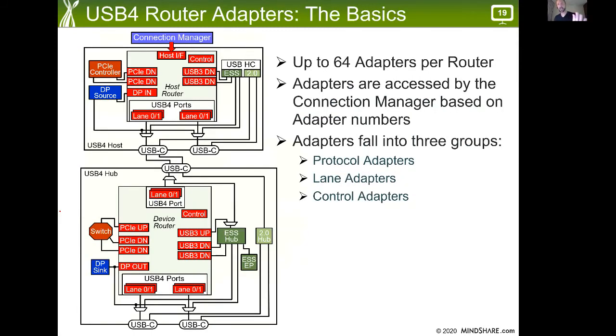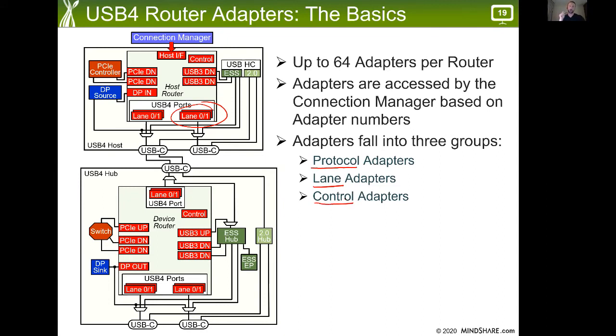So moving on a little bit further. Here, adapters are what build the components within routers. And there's lots of different adapters. All of our adapters fall into three categories. We either have protocol adapters, which are really the main ones. These are like our PCI Express adapters, the USB3 adapters, the DisplayPort adapters. Those are all our protocol adapters. What are we tunneling? What are we sending as our data across USB4? We have lane adapters, which are going to be the adapters controlling the actual USB4 link, right? They have a lot of functionality associated with them. And then control adapters.